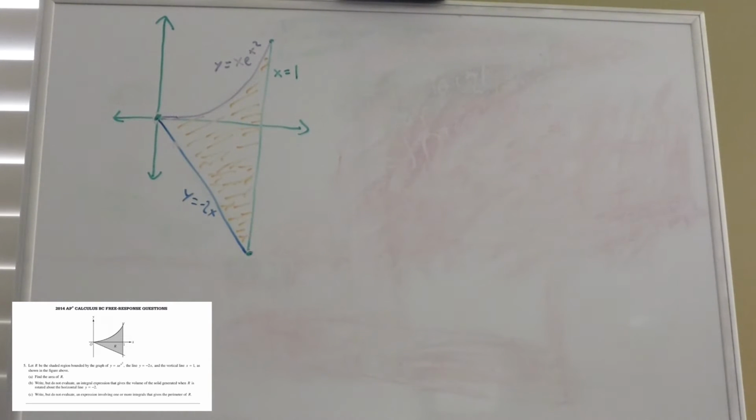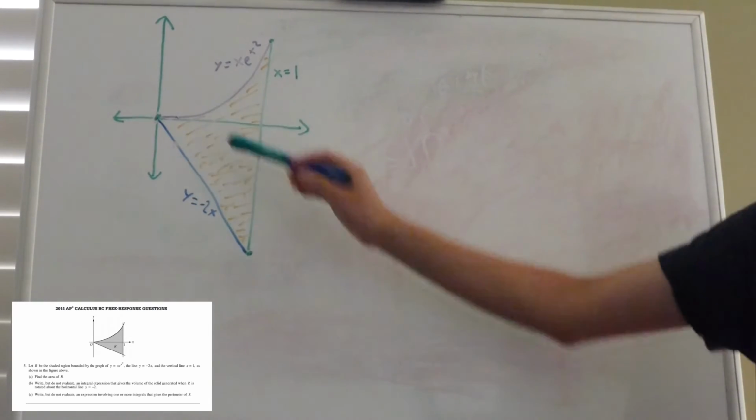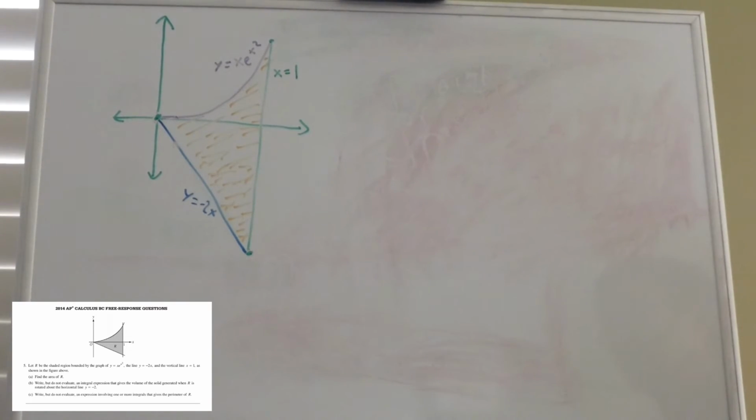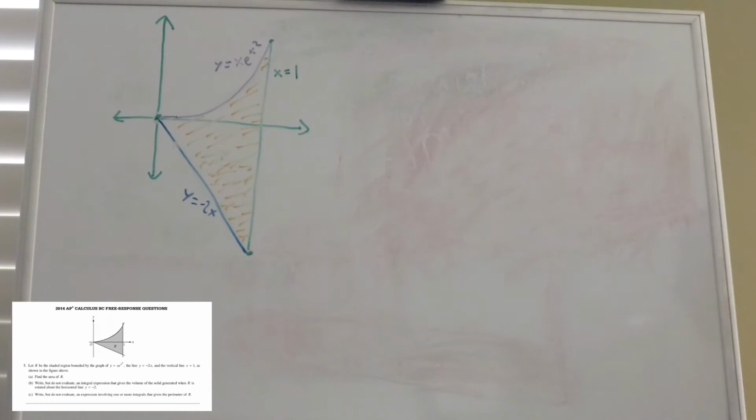So part C is write but do not evaluate an expression involving one or more integrals that gives the perimeter of R. So to get the perimeter, we have three parts we need to get. The y equals x e to the x squared part, the x equals 1 part, and the y equals negative 2x part. So two of them, these two, are line segments, which means that if we know their start and end points, we can easily determine the length of those segments.